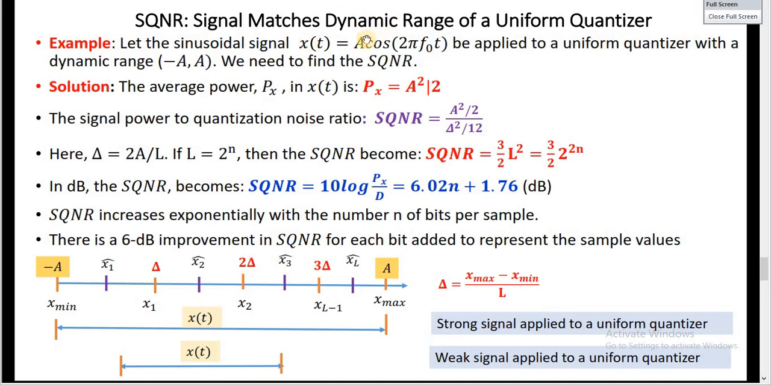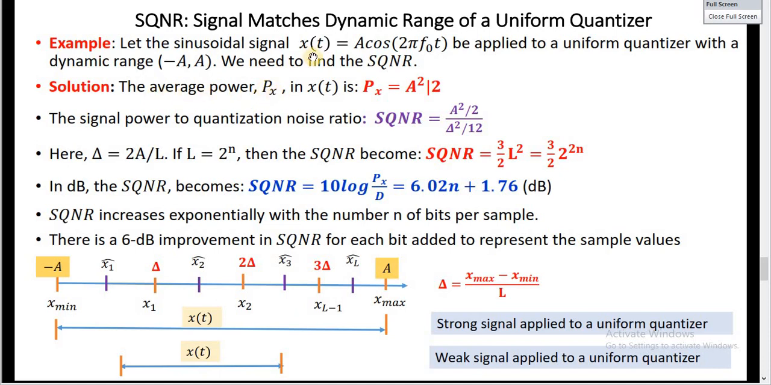Now we take a number of examples to demonstrate the concept of signal-to-quantization-noise ratio. Example: let the sinusoidal signal x of t equals A cosine 2 pi f0 t be applied to a uniform quantizer with a dynamic range between minus A and A. We need to find the signal to quantization noise ratio. We have a quantizer with a dynamic range between x minimum, which is minus A, and x maximum, which is A. This quantizer has L levels. The signal which is applied to this quantizer spans the entire range of the quantizer. So our signal matches the dynamic range of the quantizer.